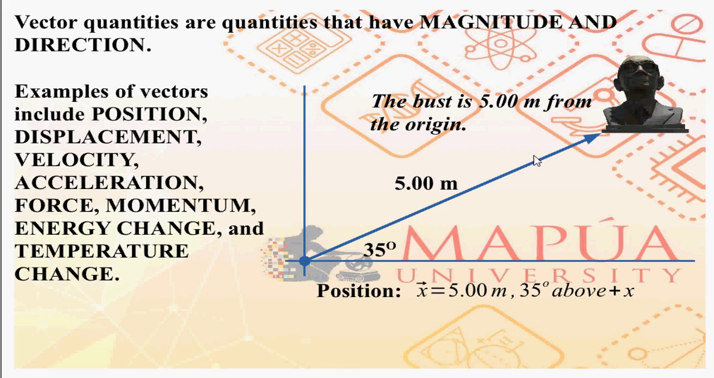If we now take into account the direction, you have angle 35 degrees above the positive x direction or positive x line. The position of the object becomes 5 meters magnitude and the direction is 35 degrees above positive x. Position, being a vector quantity, has magnitude and direction. 5 meters, 35 degrees above positive x.